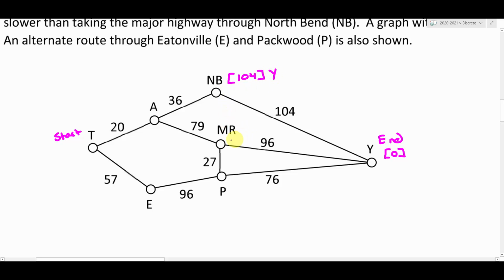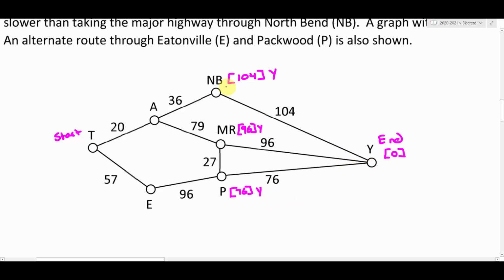Then I go down here to MR and I do the same thing. MR is 96 away, so I'm going to mark it with a 96, and I'm going to put a Y next to it. And then you do the same thing for P, right? Because P leads into Y, and P is 76 away. And I'm going to mark that one with a Y too.